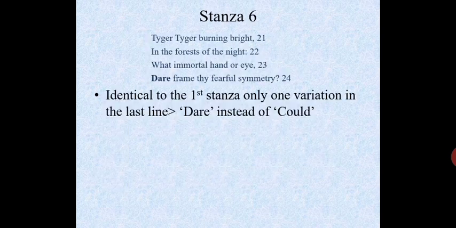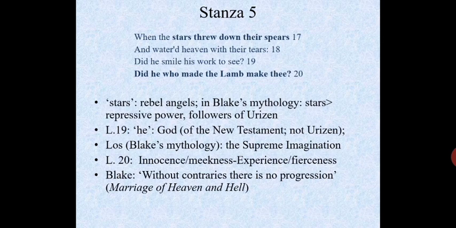Okay, stanza 5. When the stars threw down their spears and watered heaven with their tears, did he smile his work to see? Did he who made the lamb make thee? Now, here you can find stars threw down their spears. In the first place, the stars can refer to the angels who threw down their spears. Somehow they objected against this creation of such a fearful creature. The tiger was created in some hell, and the angels revolted against it. The angels objected against it.